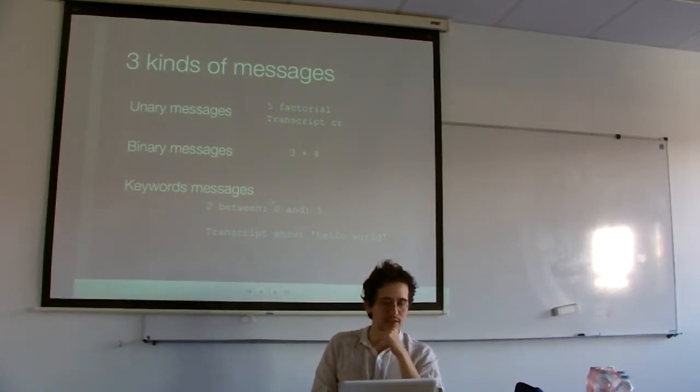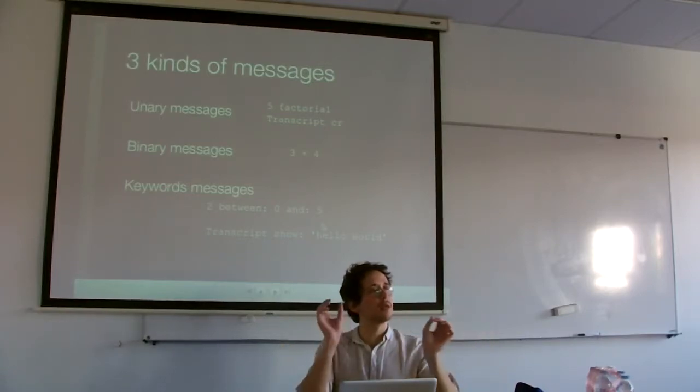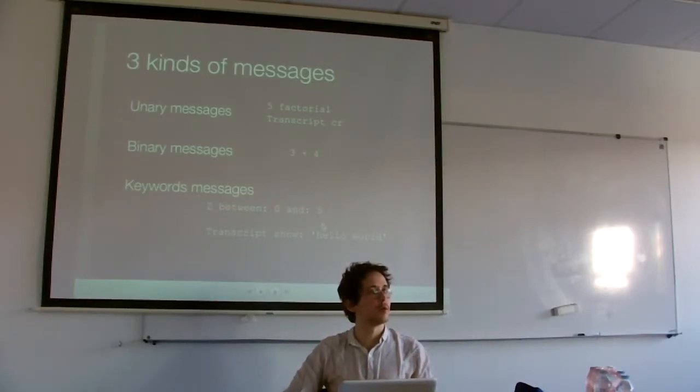And keyword messages can take one or more arguments. The selector of this method is between and the arguments are 0 and 5, and you put the argument in between. That permits a more natural way of reading code.